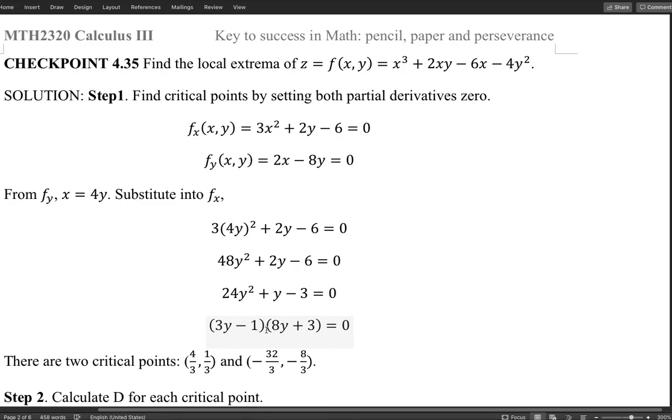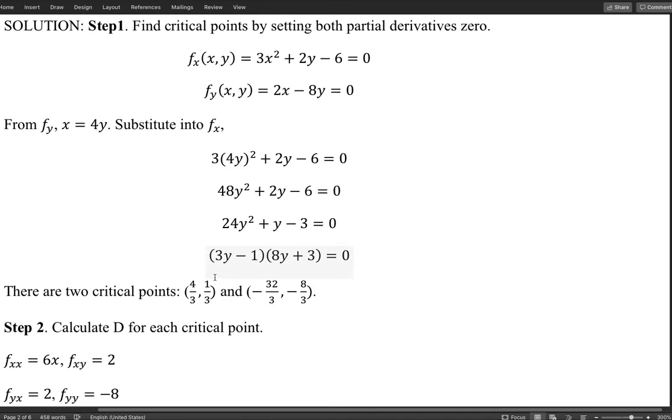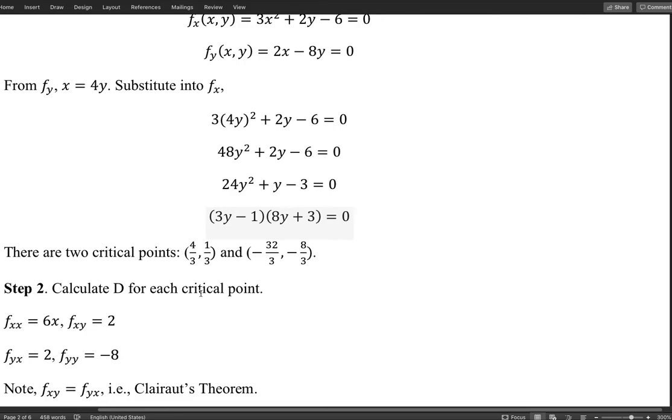And then each critical point could be a maximum, minimum, or neither. So we will have to look at each critical point separately. This step 2 relates to the second derivative test. We calculate the second order partial derivatives. There are 4 of them. And also, you may want to know, because of Clairaut's theorem, it is always true that fxy and fyx are the same.